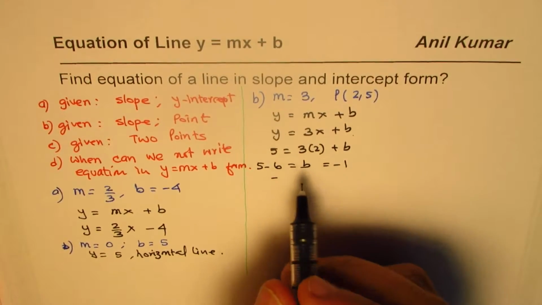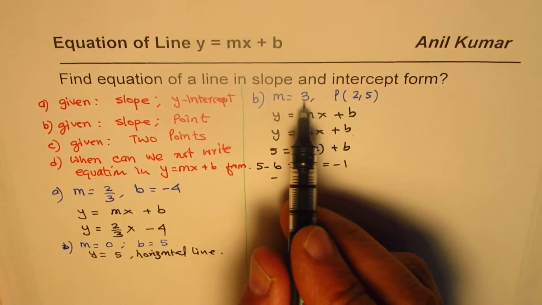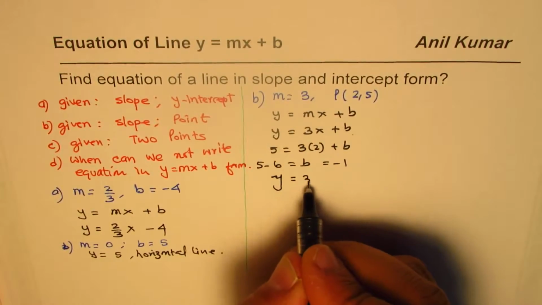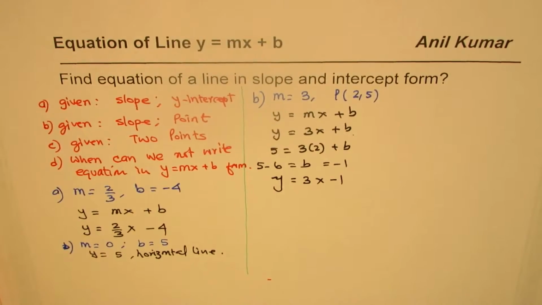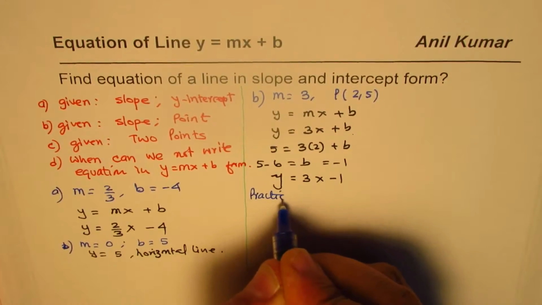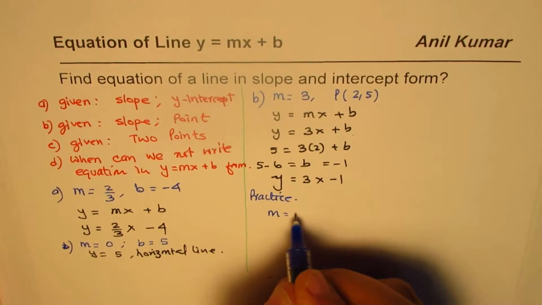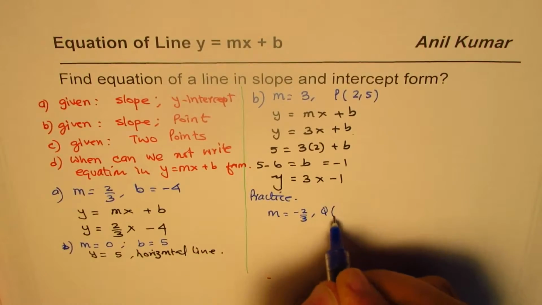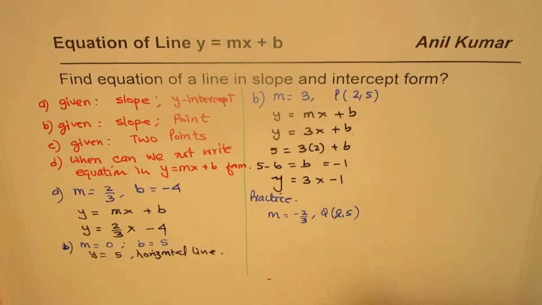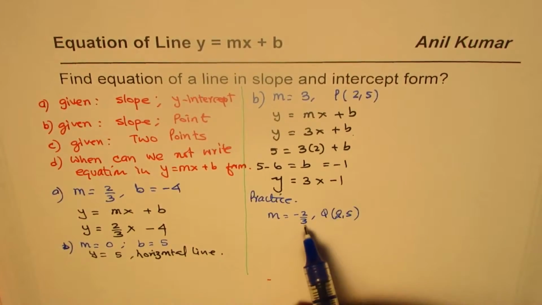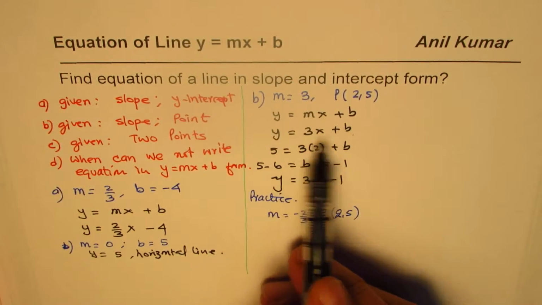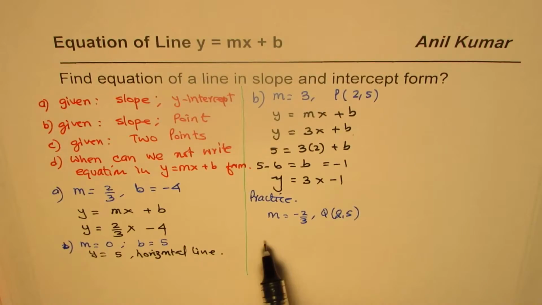So we know 5 minus 6 is minus 1. Now we know both slope and the y-intercept. So the equation will be y equals to 3x minus 1. You get an idea, right? Here is a practice question for you. So you could practice with, let's say, value of m as minus 2 over 3 and point q as 2 and 5 again, okay? So we are keeping the same point, but we have changed the slope. So you can find the equation. Now, you can always begin with y equals to mx plus b, substitute m and the point, get your equation, right?